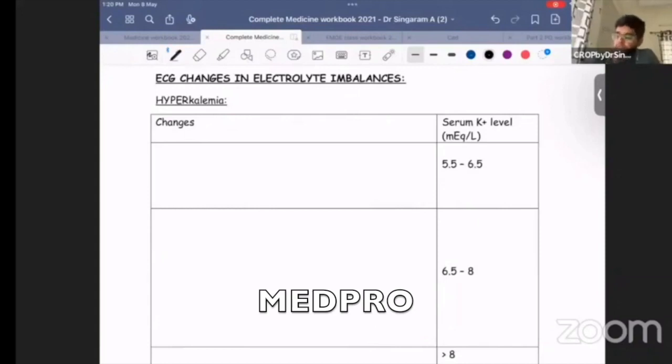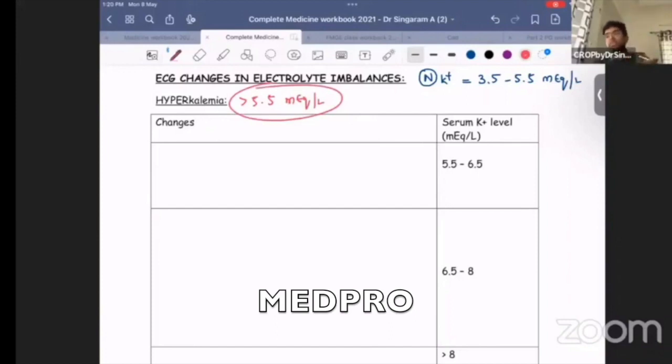What is the normal level of potassium? Normal potassium levels are about 3.5 to 5.5 milliequivalents per liter. Hyperkalemia will be more than 5.5 milliequivalents per liter. Simple. And can anybody tell me what is the role of potassium in the ECG?